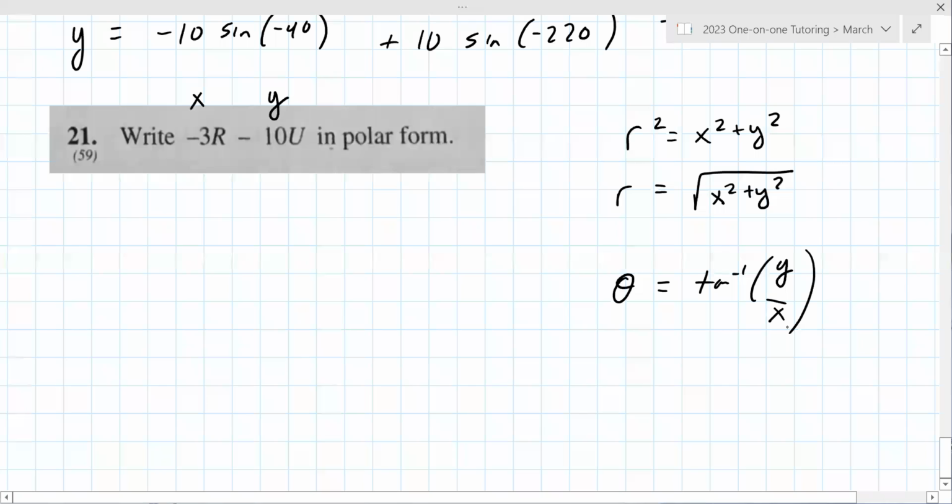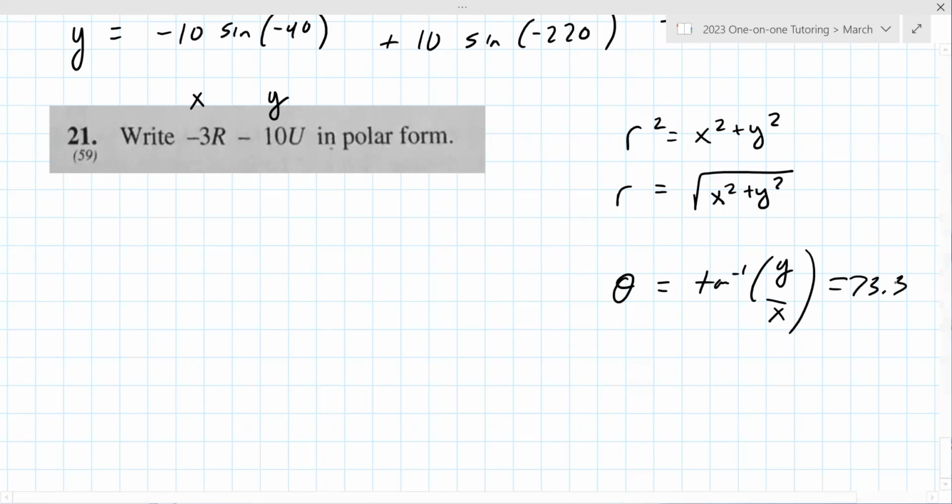So that'd be basically pull out the calculator, inverse of tangent. I'll just click that right now. Of minus 10 over minus 3, or just 10 over 3. Okay. So that is 73.30 basically, or 73.3, for the angle. Yes. Yeah, 73.3. How about the R?